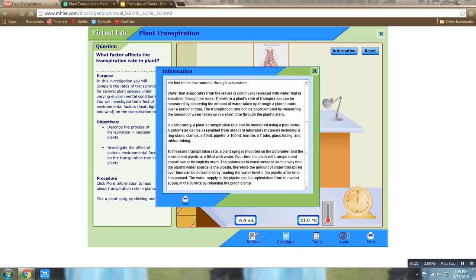To measure transpiration rate, a plant sprig is mounted on the potometer and the burette and pipette are filled with water. Over time, the plant will transpire and absorb water through its stem. The potometer is constructed in such a way that the plant's water source is the pipette. Therefore, the amount of water transpired over time can be determined by reading the water level in the pipette. The water supply in the pipette can be replenished from the water supply in the burette by releasing the pinch clamp.